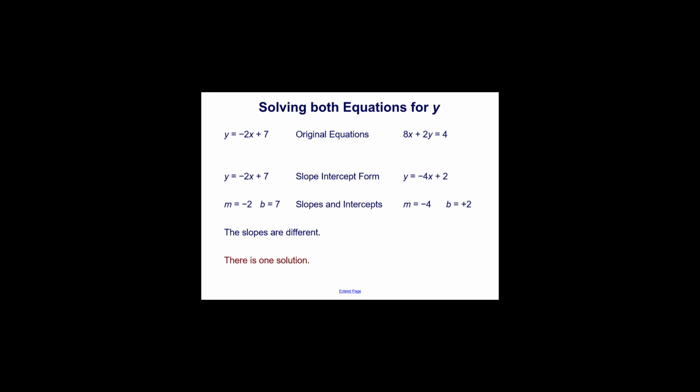We automatically should be able to tell how many solutions there are. Think, how many solutions are there when you have different lines with different slopes? You should think that there's going to be exactly one solution. When the slopes are different, these are two different lines that are going to cross and intersect at one point, so there is one solution.